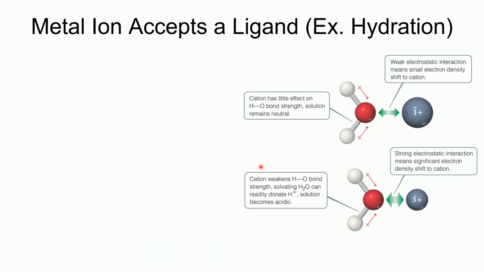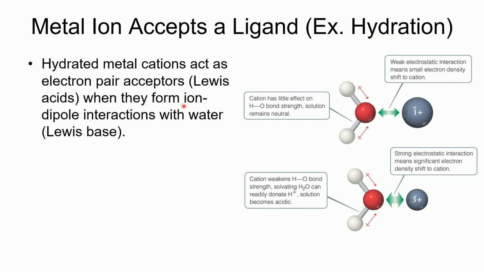And now we want to look at a Lewis acid-base reaction that is between a metal and a ligand, and in this case we're going to be looking at water, so hydration. So hydrated metal cations can act as electron pair acceptors. In other words, the lone pairs of electrons that are on the water will be donated. Here, we'll look at this one because this one's a little bit better. It's donating its pair of electrons to the metal cation, and we get a strong ion-dipole interaction between those two.